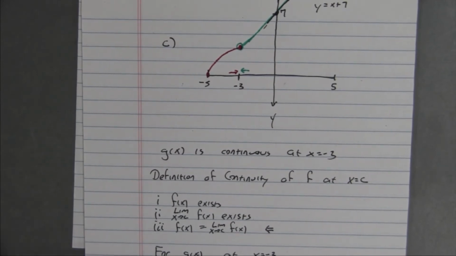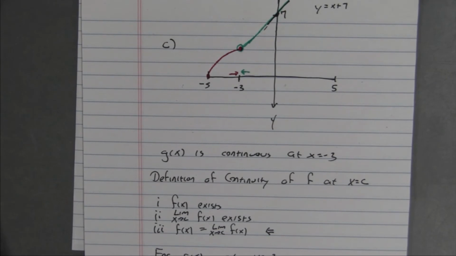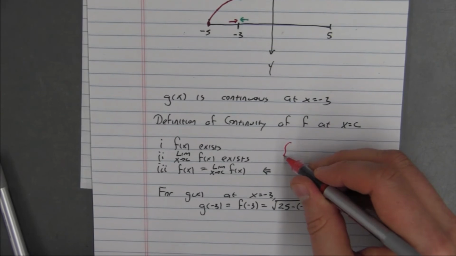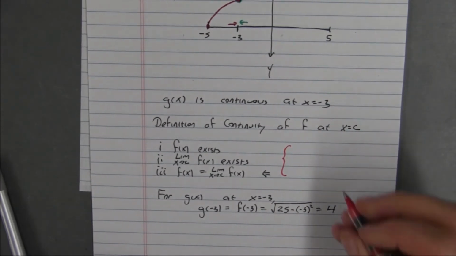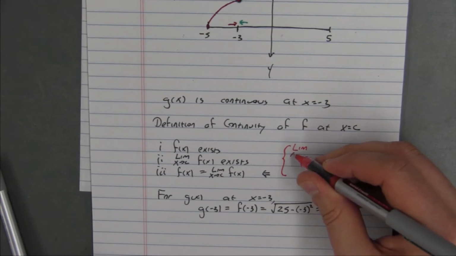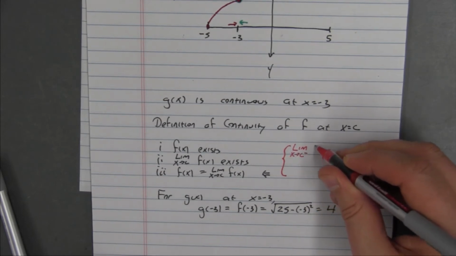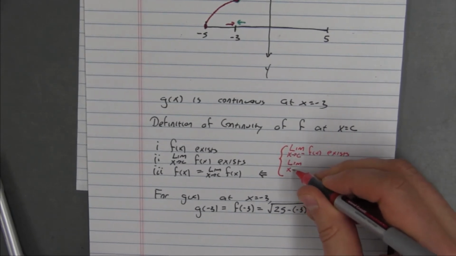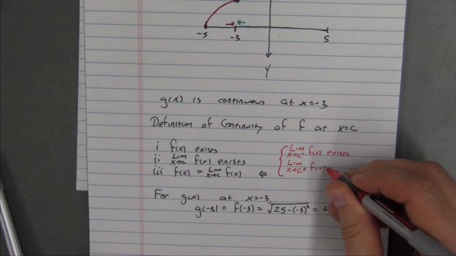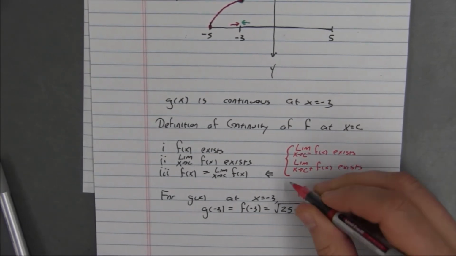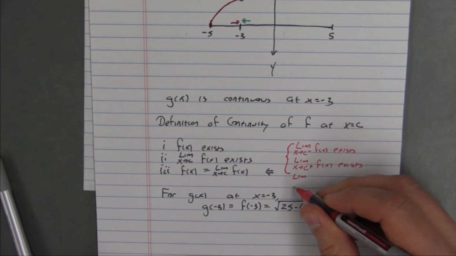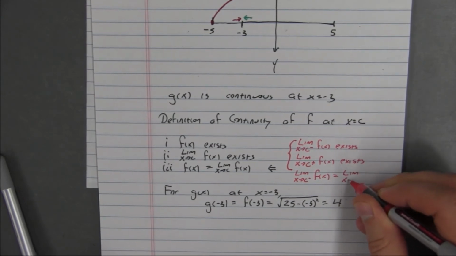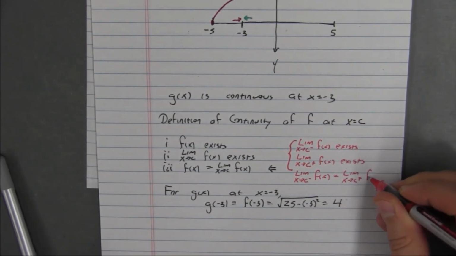And in fact, what really happens in terms of the limit definition is that this part 2, the limit as x approaches c of f of x exists, breaks out into 3 separate parts: the limit as x approaches c from the left of f of x exists, the limit as x approaches c from the right of f of x exists, and those 2 limits are equal. So the limit as x approaches c from the left of f of x is equal to the limit as x approaches c from the right of f of x.